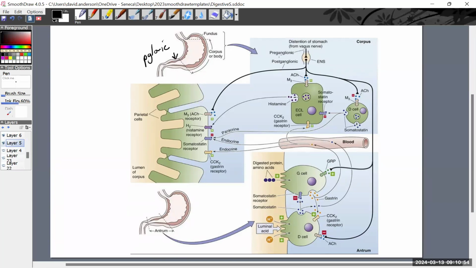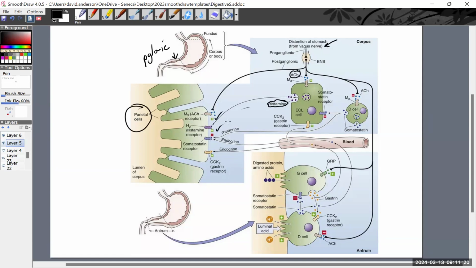And we're showing the cells that would be found here. So here's our vagus nerve. What's going to come from the vagus nerve? ACH. So ACH acts on the ECL cell. You see it's got a positive effect on ECL, and that makes sense, stimulatory. So it produces histamine. And the histamine, we've got receptors on our parietal cells for histamine and for ACH. So both of those would be stimulatory.